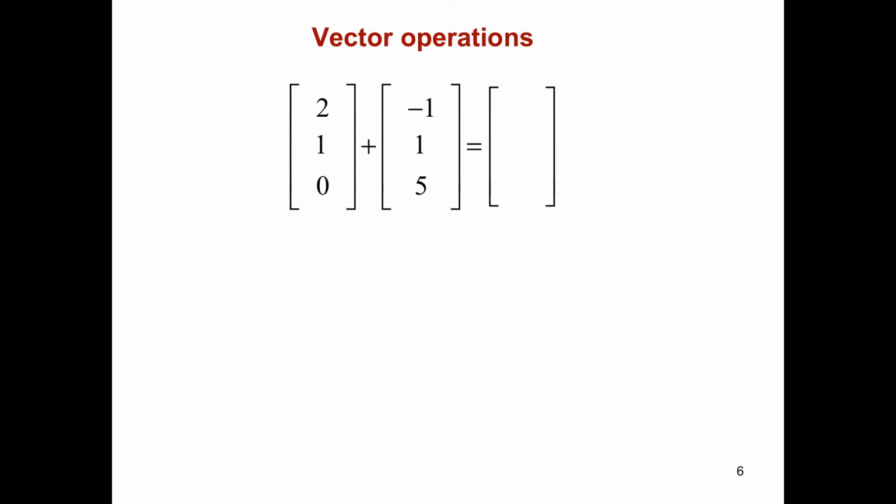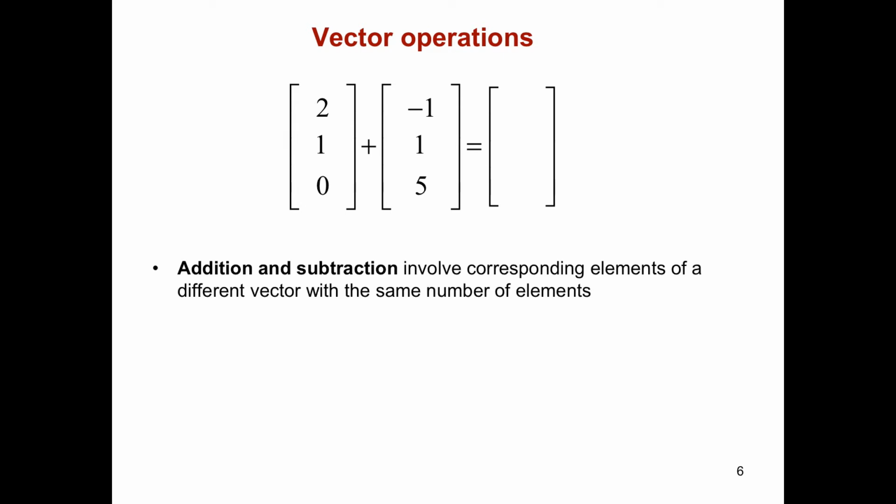Corresponding positions, right? So in the first row, it's going to be 2 minus 1, so it's going to be 1, okay? So in this position, I'm going to have 1. In the second position, I'm going to have 2. And in the third position, I'm going to have 5. So I have to have a matching number of positions in order to be able to perform this operation, okay?